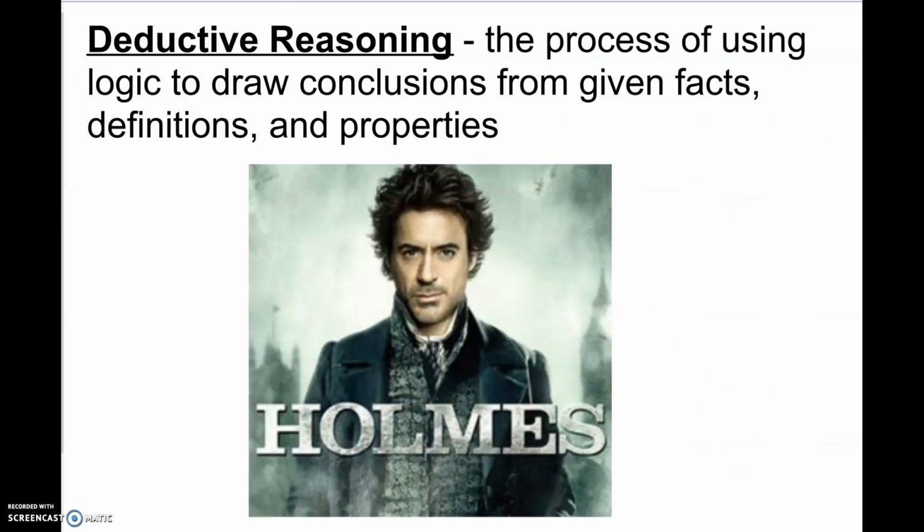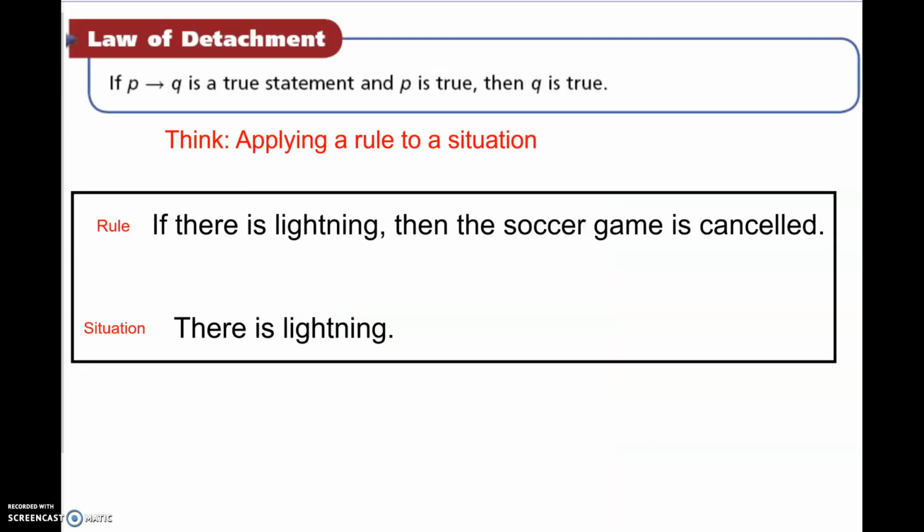So deductive reasoning is the process of using logic to draw conclusions from given facts, definitions, and properties. I'd say it's more scientific versus looking at just a pattern that's going on. So this is huge, the law of detachment. What I always do is this. The law of detachment is taking a conditional statement, P implies Q. Then if P happens, your conclusion is going to be Q. So P implies Q, P happens, then we can guarantee that Q is going to happen.